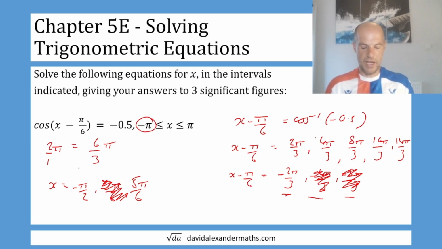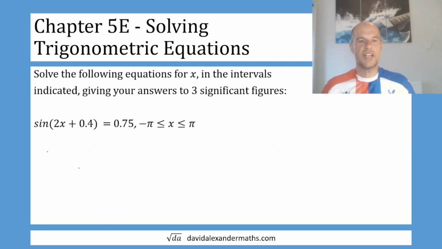What about 4 pi over 3? 4 pi over 3 plus pi over 6, that is 3 pi over 2. So that is 1.5 pi, which is greater than pi. So actually, we've worked out a lot of values for x minus pi over 6, which we didn't need to, but I'd rather do too many than not enough. So we're only getting two solutions, negative pi over 2 and 5 pi over 6. Okay, so here's another one.